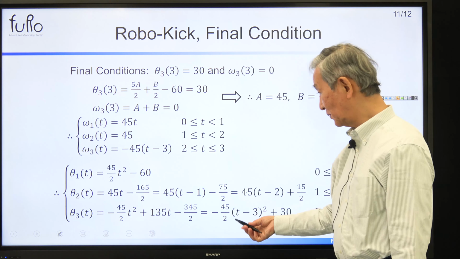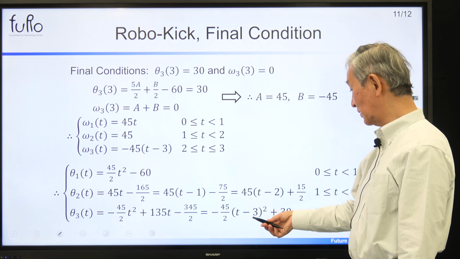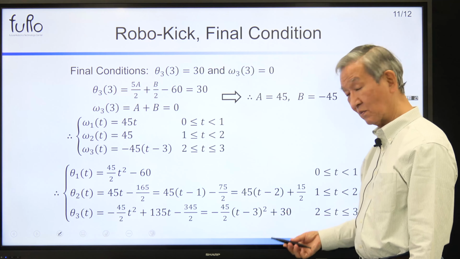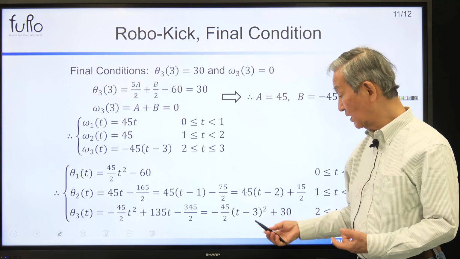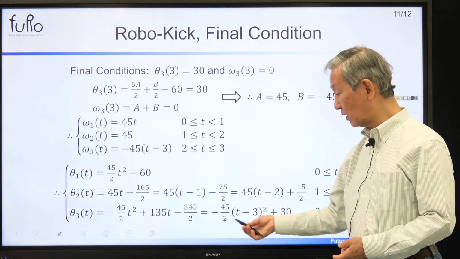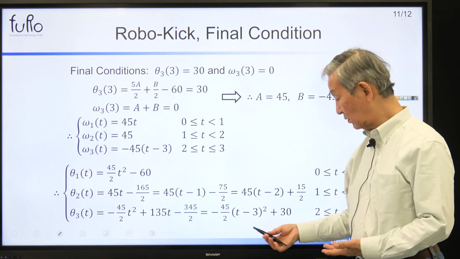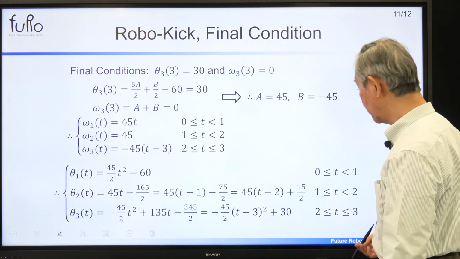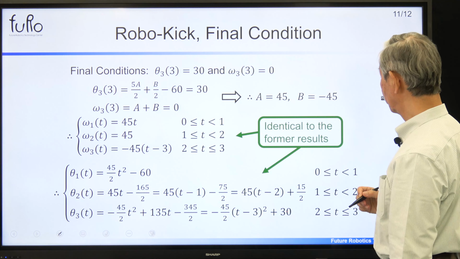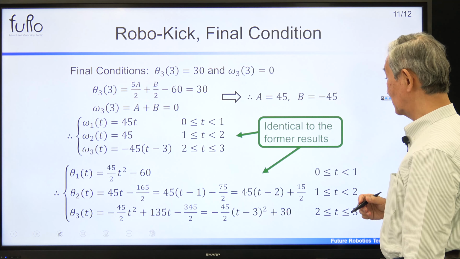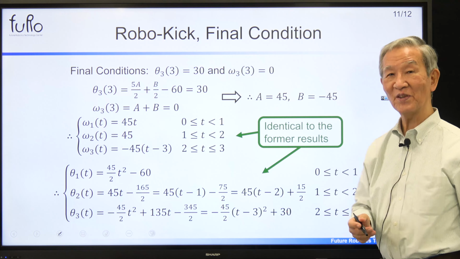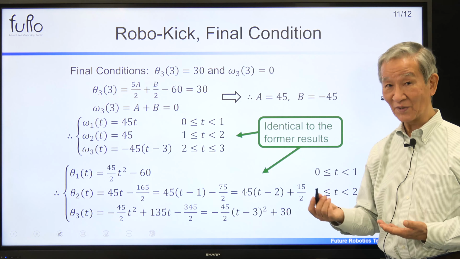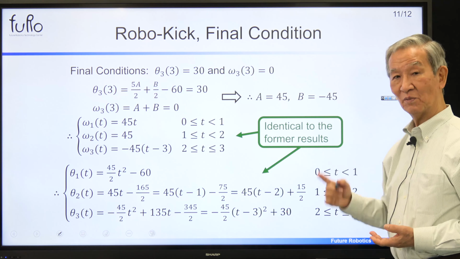But if you take this one out, then you have t minus 3 squared plus 30. This one is easier to use, right? To see what's going on. When t is equal to 3, this part becomes 0, so only 30 remains. That's the final condition. All right. Identical to the former result. Yes. I don't think you remember the former results we have gotten a long time ago, but those are the ones we have gotten.